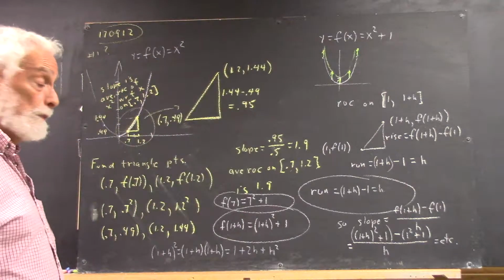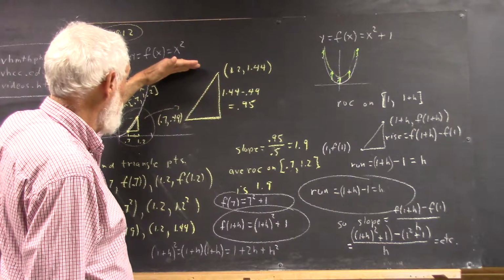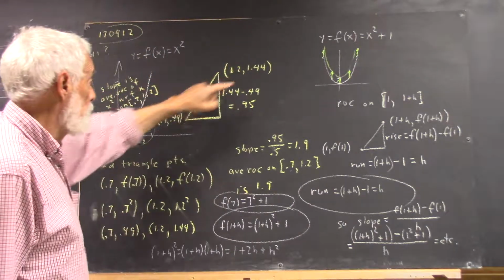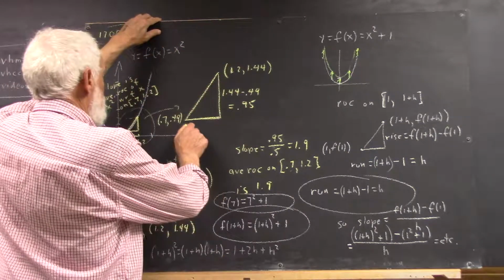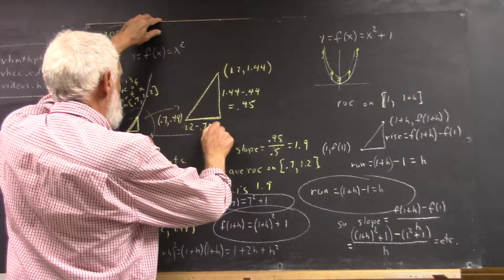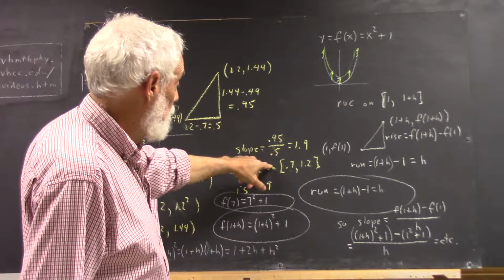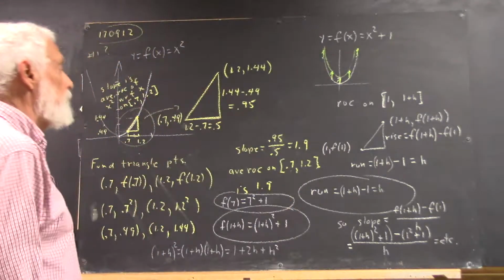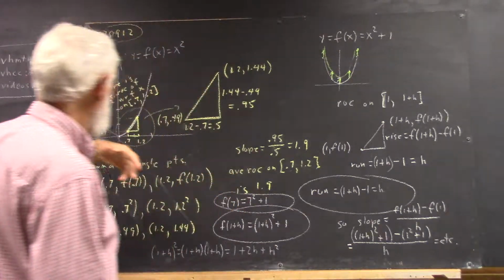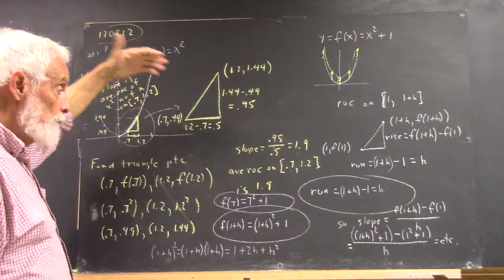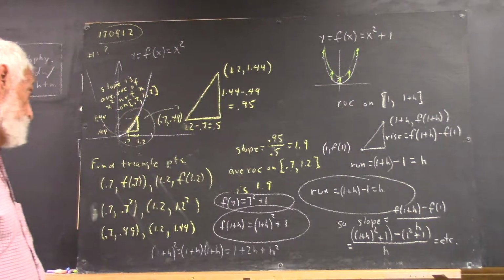So now we want to get the slope. Well, the rise is how far we have to go up from here to here, so that's going to be this minus this, 1.44 minus 0.49, 0.95. And the run is going to be 1.2 minus 0.7 equals 0.5. So our slope is rise divided by run, 0.95 over 0.5, which is 1.9. We then conclude that the average rate of change of x squared with respect to x on this interval is 1.9. That's it.